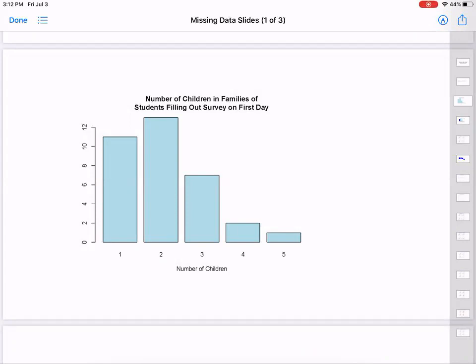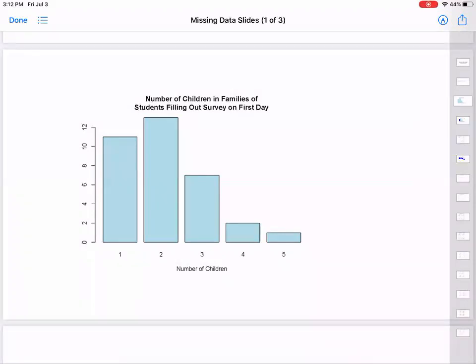Okay, so now, here's my question. Now I have everyone in the class. It includes people who came the first day and filled out the survey, and also some people who joined the class later and therefore did not fill out the survey. So if I want to make a histogram that shows the number of children in the families of all the students in my class, not just those filling out the survey on the first day, what am I going to do? Well, it seems like I'm going to have to make some kind of guess about the family sizes of the people who added the class late.